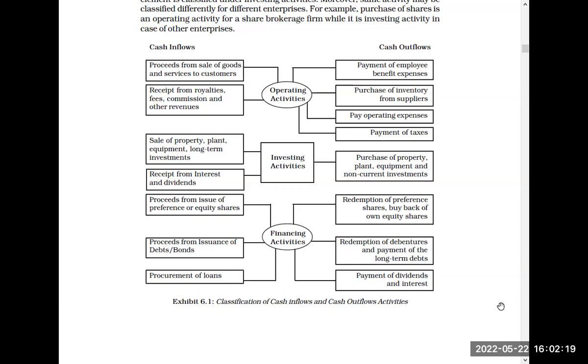Cash outflow from financing activity. Next, redemption of debentures, I mean repayment of debentures, repayment of loan also, payment of dividend and interest. So these are the various items we discussed. It's given in a picture.